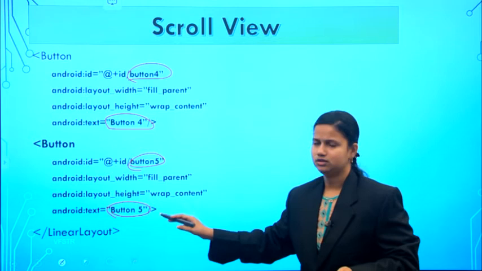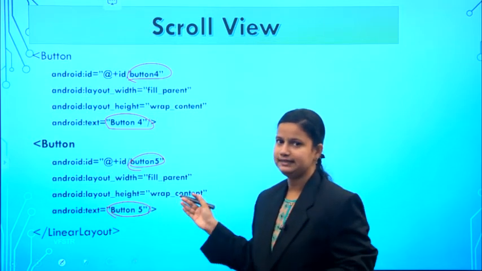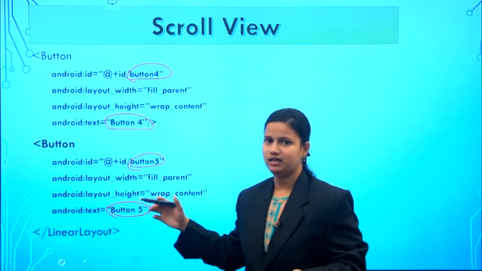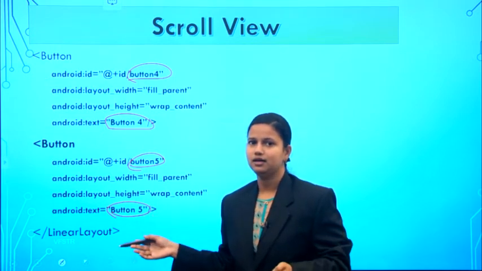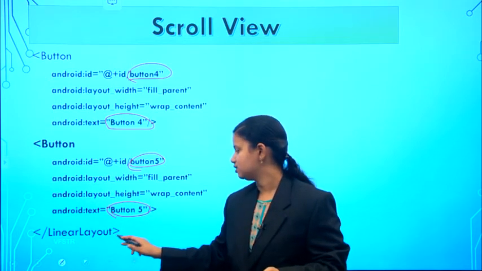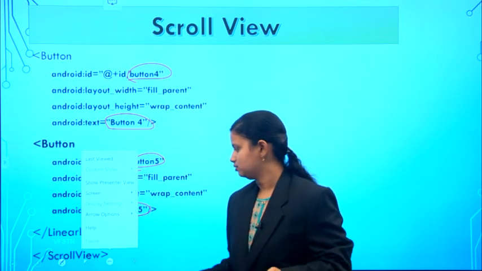Why? Because I am displaying all these buttons, 5 buttons and 1 edit text, in a vertical order. So I am opening a linear layout, in which we set the orientation as vertical. So we are closing this one. After that the scroll view is closed.